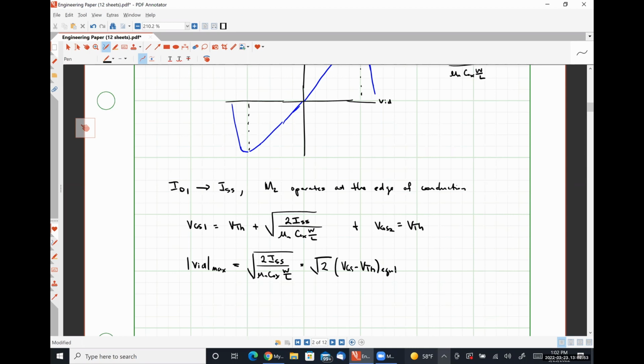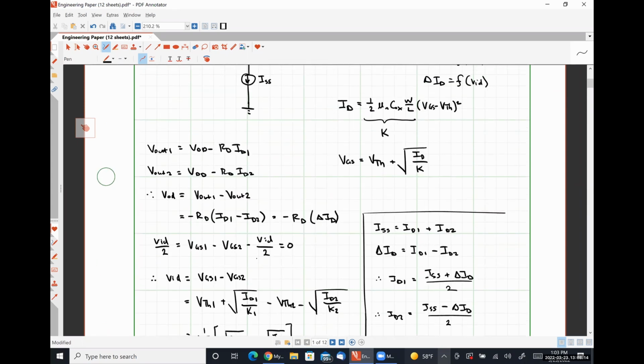Luke, what is that first one? Does that say VGS1 equals VTH? VGS1 is equal to VTH plus the square root of 2 ISS over mu n Cox W over L. So let me go up here real quick and explain exactly where that comes from. It's literally this guy, where ID is all of this tail current ISS. That's it.